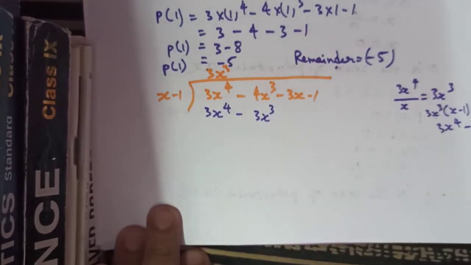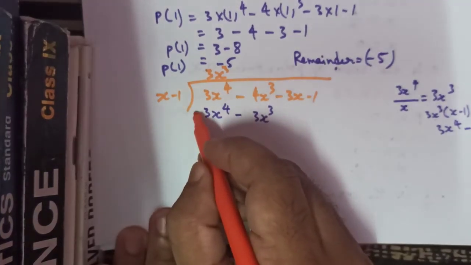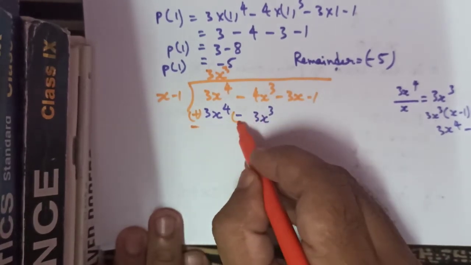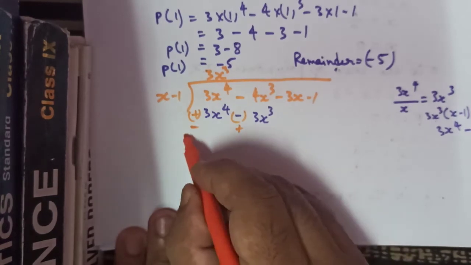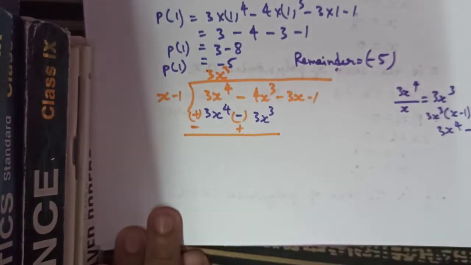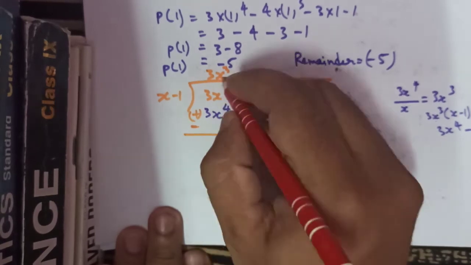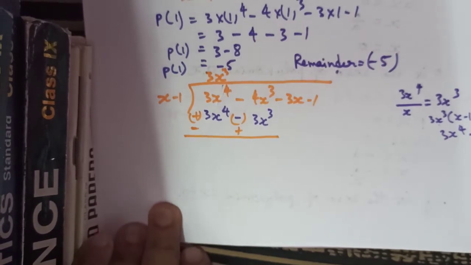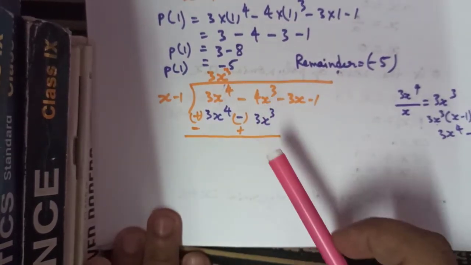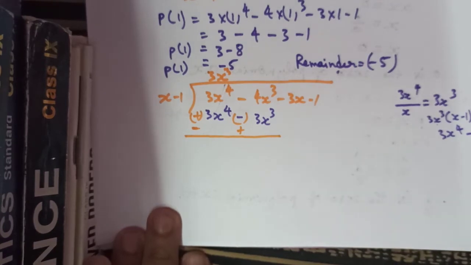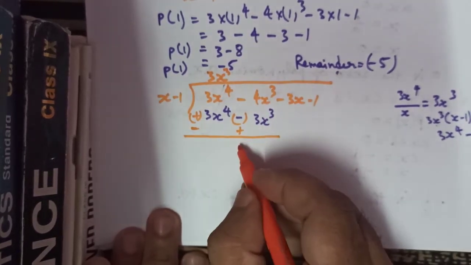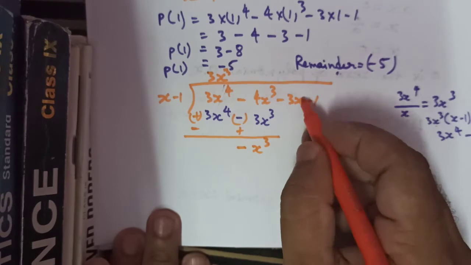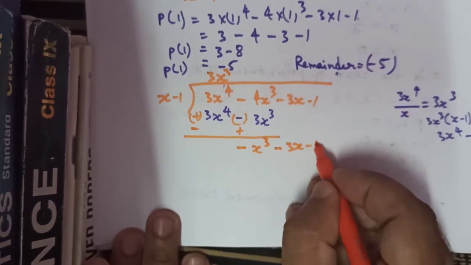Now we will do the change of sign. Since we have to subtract here, since it is a plus 3x power 4, it will become minus, and this is a minus 3x cube, it will become plus. So the first term will be cancelled out. Plus 3x power 4 minus 3x power 4 will cancel out. So what will we get? We will get minus 4x cube plus 3x cube. That is minus 4 plus 3, which will be minus x cube. Minus x cube, and we will copy down this, that is minus 3x minus 1.